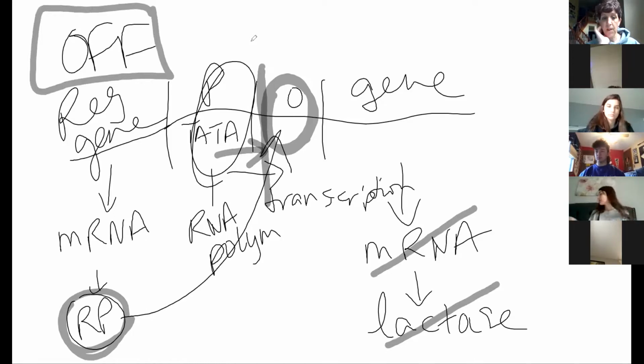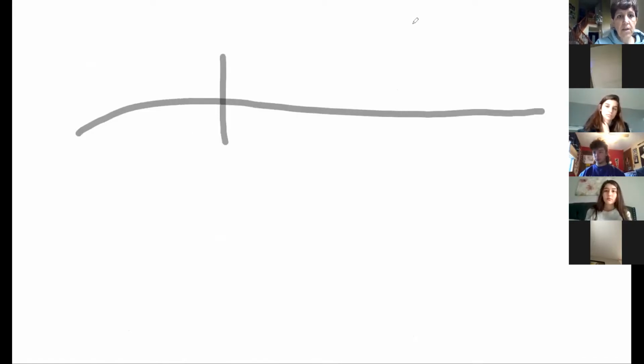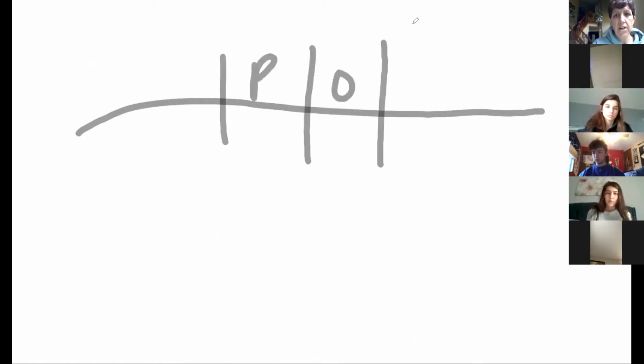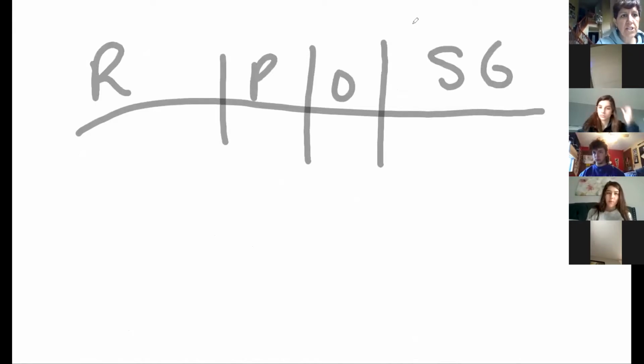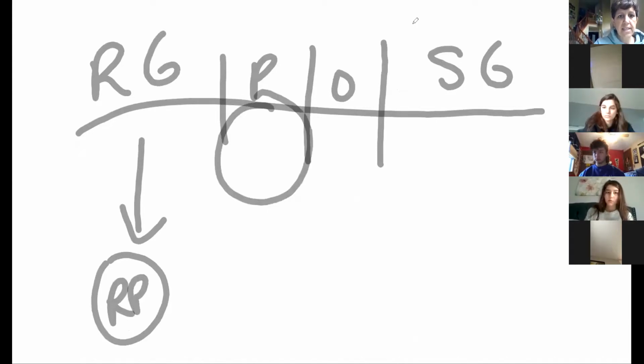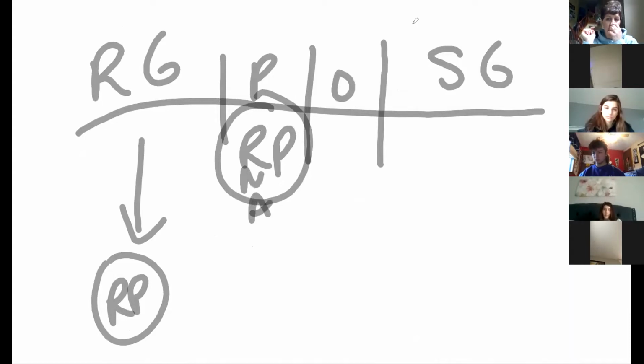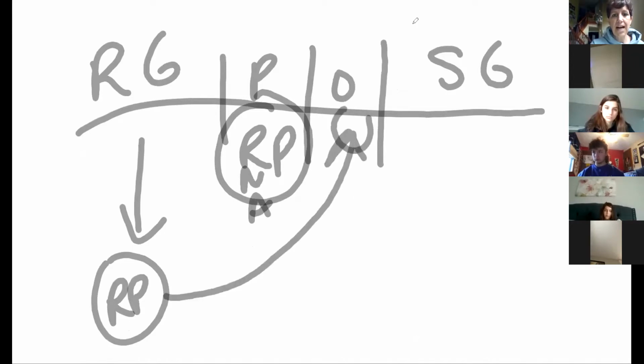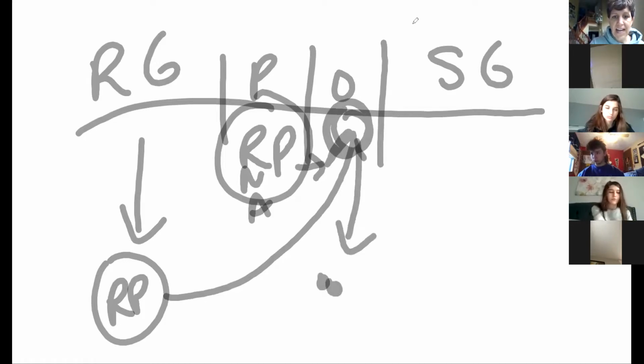Does that make sense? Okay, now because it's super messy, I'm gonna go like this. Here's my gene: promoter, operator, structural gene, regulatory gene, repressor protein, and RNA polymerase. Right now, this repressor protein is blocking the way, so transcription's not happening. The thing that will make the RNA polymerase get out of the way and go down here is the presence of lactose.